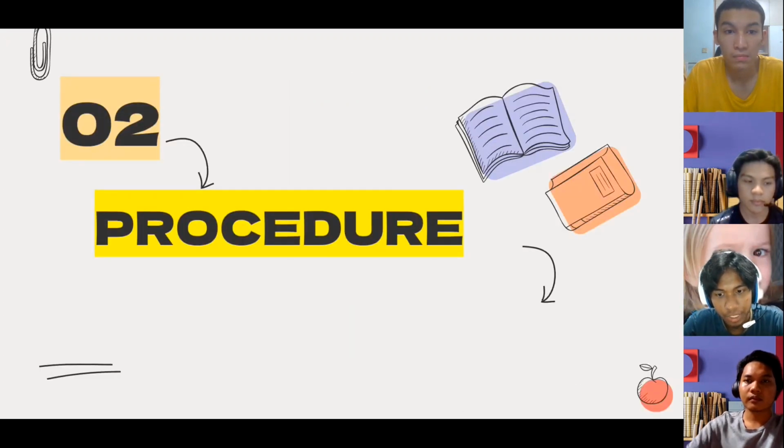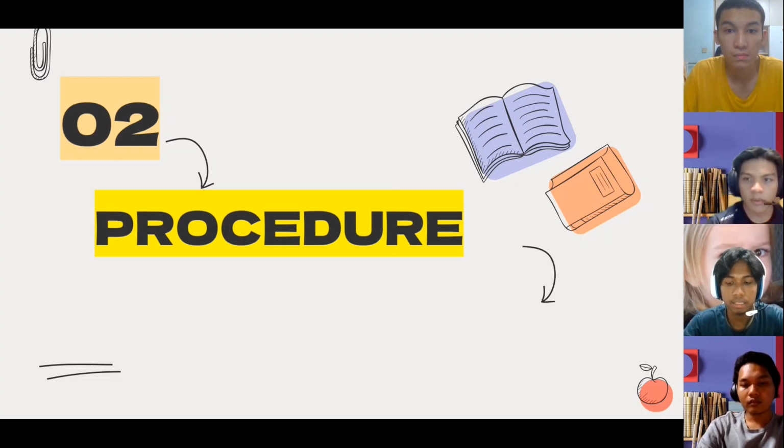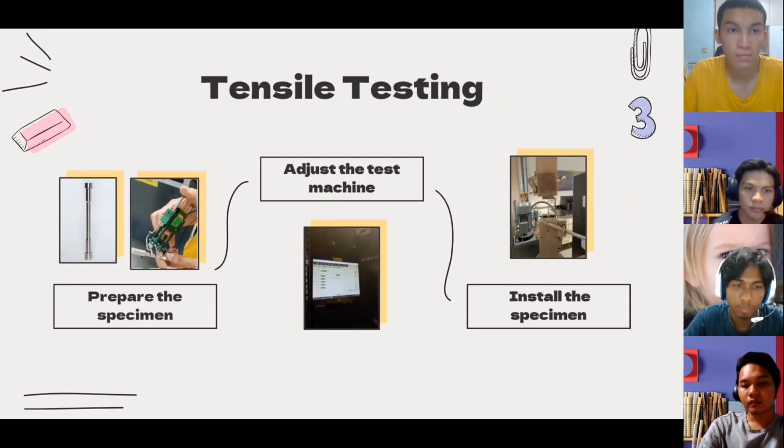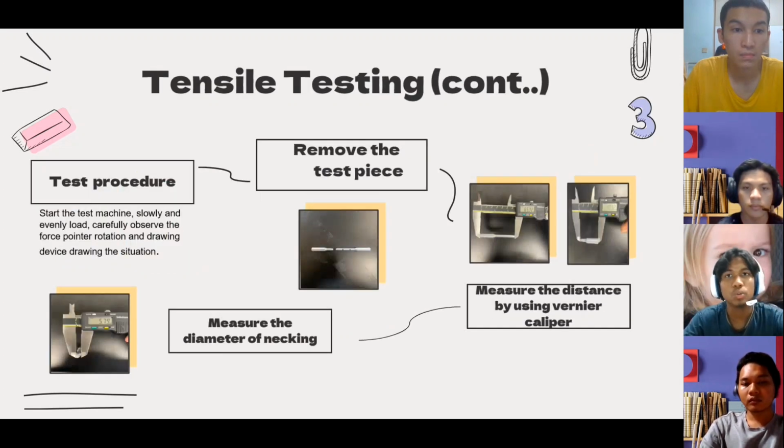So for the procedure for each process, I'm going to explain the tensile testing and impact testing procedures. The first one is tensile testing. We prepare our specimen, adjust the test machine, and install the specimen in the machine. Next, we start the tensile testing procedure, which is to start the test machine, load slowly and evenly, and carefully observe the force pointer rotation and the drawing device.